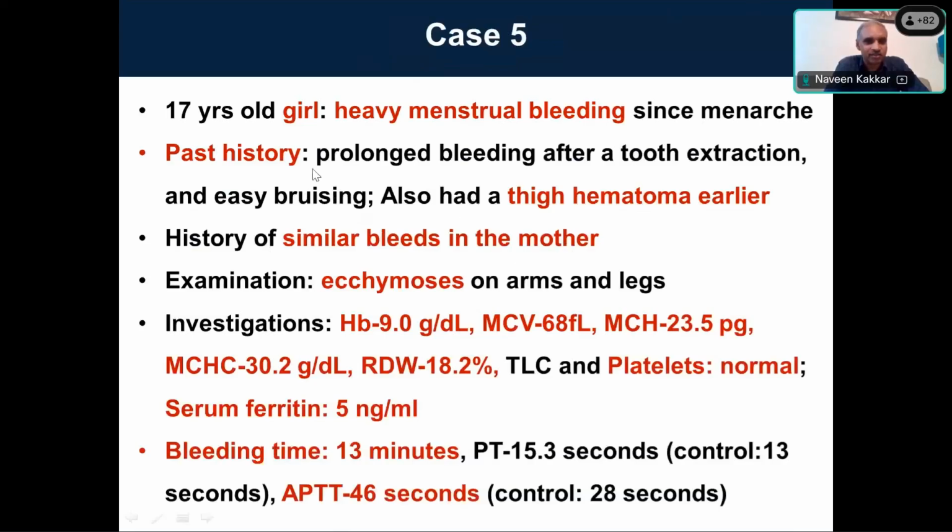Similar bleed in the mother. So you have an inheritance basis, ecchymosis presently, but also a history of tissue bleeds. Investigation, like you rightly picked up. So the iron deficiency here is because of these repeated bleeds, chronic blood loss. One bleed, two bleeds will not cause iron deficiency, but she's been bleeding off and on.